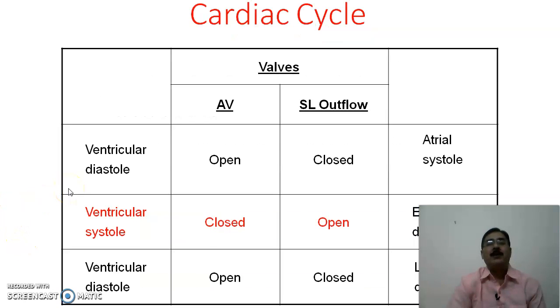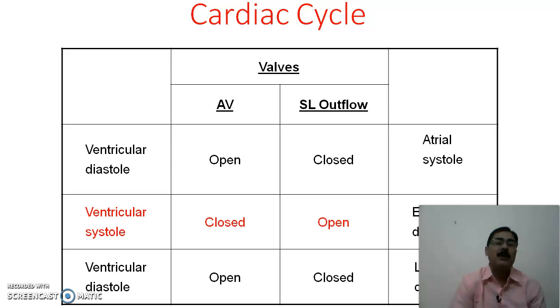Now let us compare the opening of different valves. On the right side we have mentioned regarding the atrium, and on the left regarding the ventricle. During the ventricular diastole, the atrioventricular valve is open but the semilunar valve is closed. This is the condition during atrial systole also. Now during the ventricular systole, the AV valves, meaning tricuspid and bicuspid valves, are closed while the semilunar valves are open, but the atrium is in the early diastole phase.